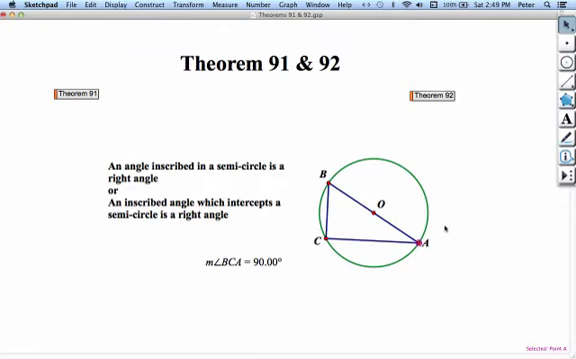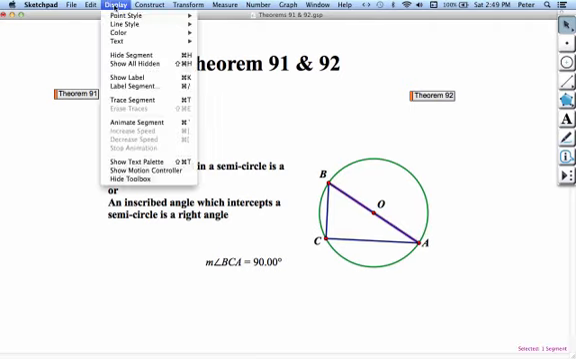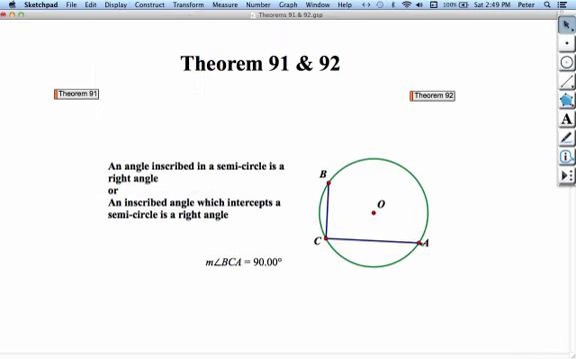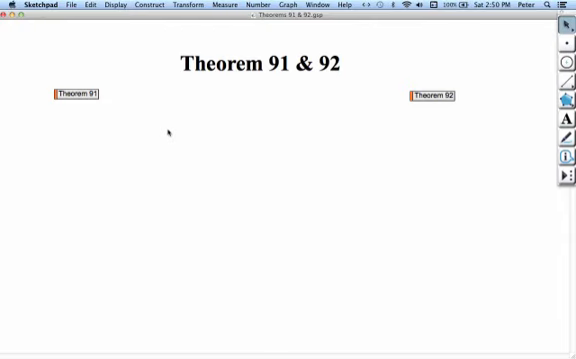Now, what makes this difficult to see is because this diameter isn't always there. And you'll notice that when that's hidden, it may be a little bit harder to recognize that angle C is a right angle, but nevertheless it is. So keep this in your notes and really try to make sure that you're recognizing it when it comes up. Okay, let's take a look at Theorem 92.